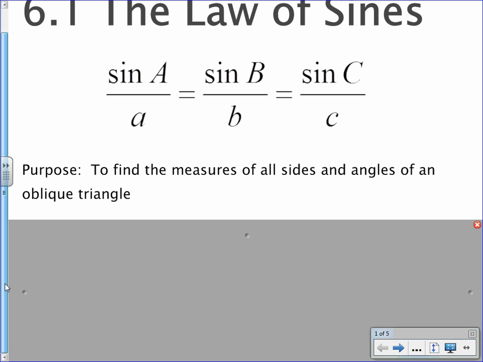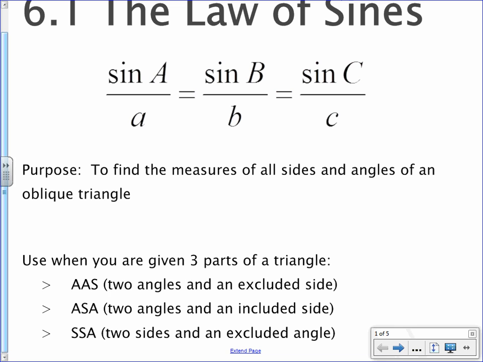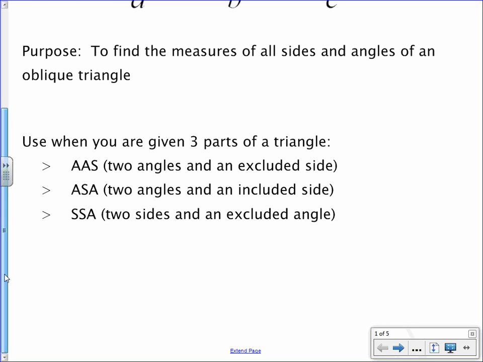Now, as we go through the law of sines and cosines, there are only specific times that we can use the law of sines, and there are specific times we can use the law of cosines. In order to use the law of sines, it has to be one of these three situations. Angle, angle, side, or angle, side, angle. Basically, two angles and one side, whichever order they appear. Okay, and that's what we'll focus on today.